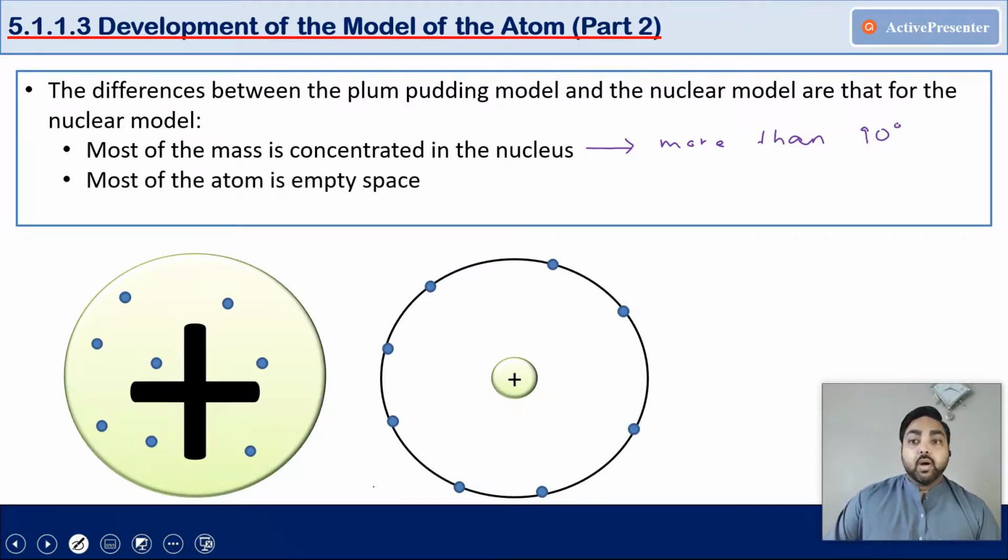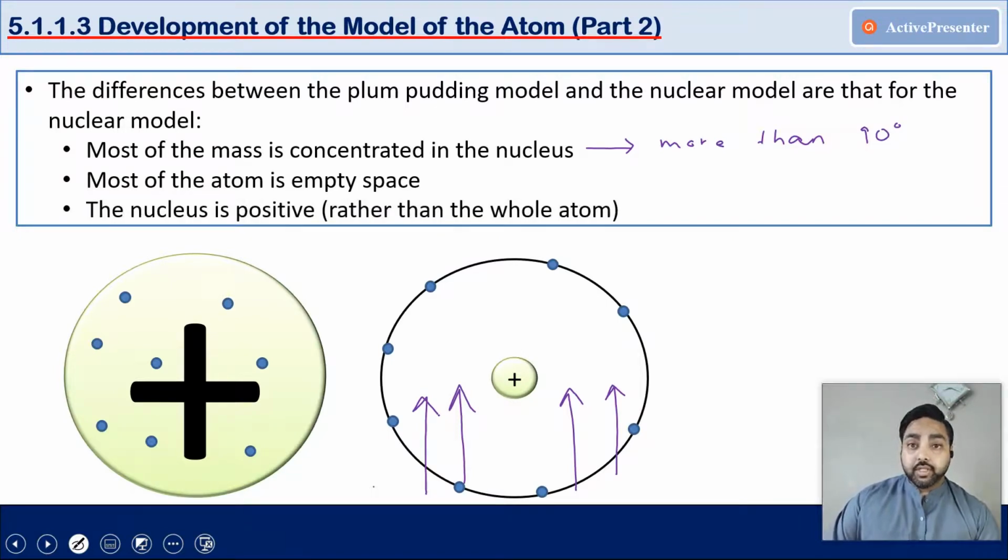Second thing was that most of the atom is empty space, because as we saw from the results, most of the alpha particles just went straight through. So if they're not close to the nucleus, then the alpha particles are just going to carry on straight through, not really affected by anything, and that's it.